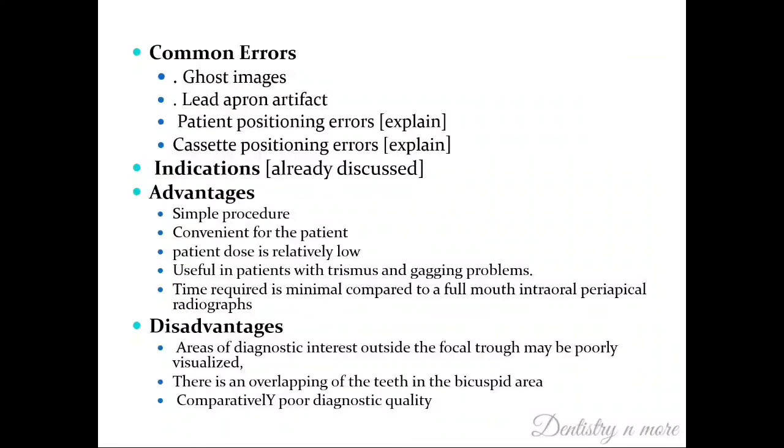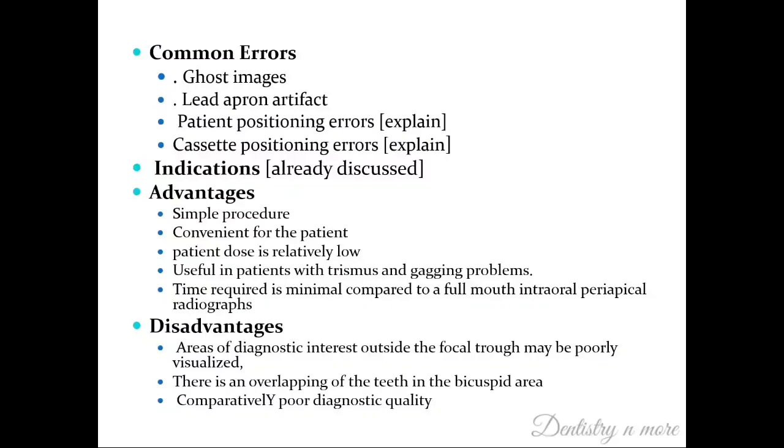So the common errors that are seen in the panoramic radiographs are the ghost images. Ghost images are nothing other than those objects that are located between the X-ray source and the center of the rotation. These objects can cast some ghost images. So the ghost images can appear on the opposite side of the true anatomical location and at a higher level because of the upward inclination of the X-ray beam.